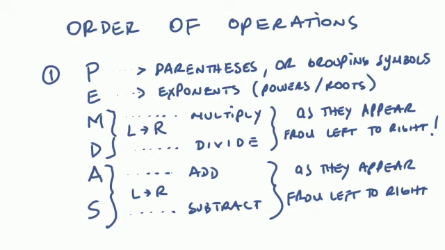So the first thing is to do parentheses, solve whatever is inside grouping symbols. The second one is do exponents. The third one is to divide or multiply, whatever appears first from left to right. And finally, the fourth step is to add or subtract, as they appear from left to right.